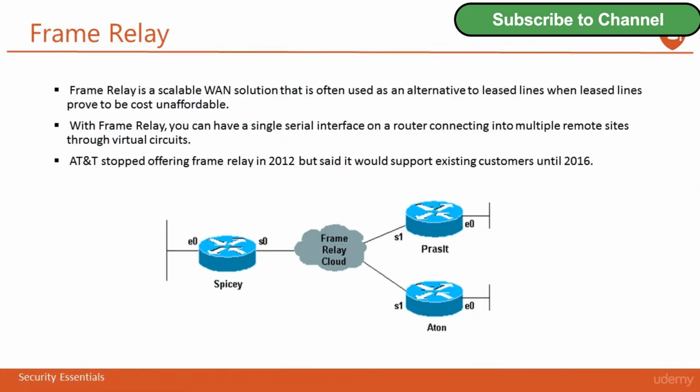Next is frame relay. Frame relay is a scalable WAN solution that is often used as an alternative to a leased line when leased lines prove to be unaffordable. Then we use frame relay. With frame relay, you can have a single serial interface on a router connecting into multiple remote sites through virtual circuits. AT&T stopped offering frame relay in 2012, but said it would support existing customers until 2016.